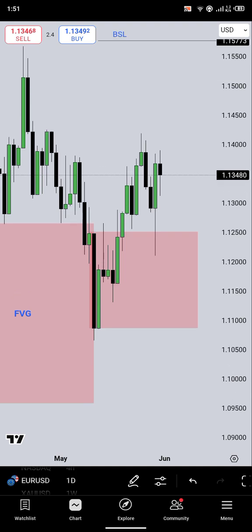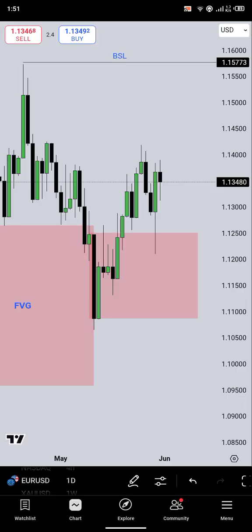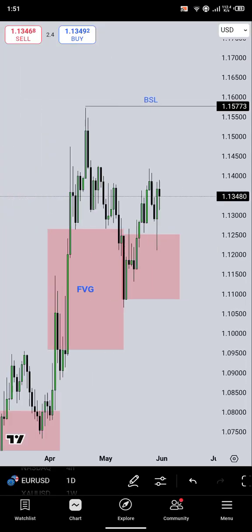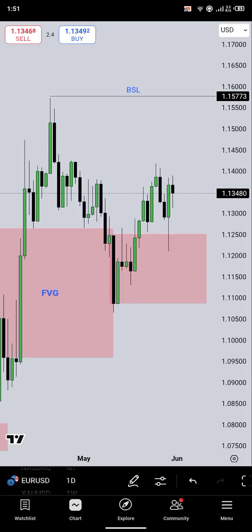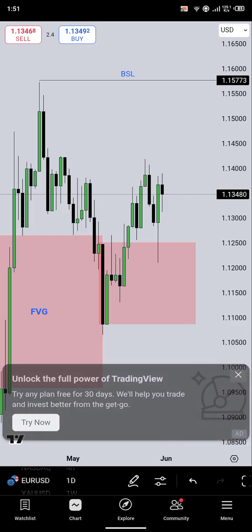It closed above, which is showing us that we're starting to see the market seek this buy side liquidity. And it closed above. It was just the wick that closed inside of it.